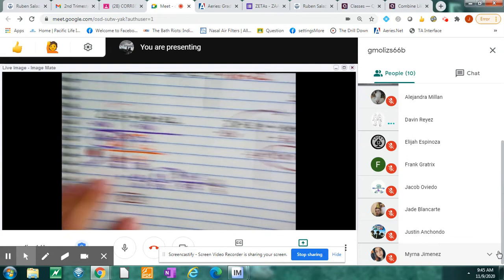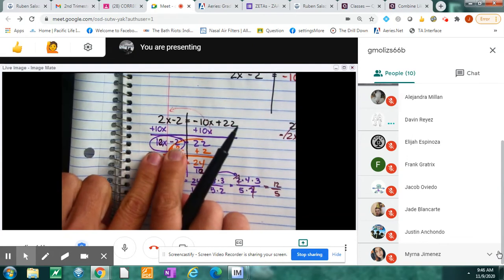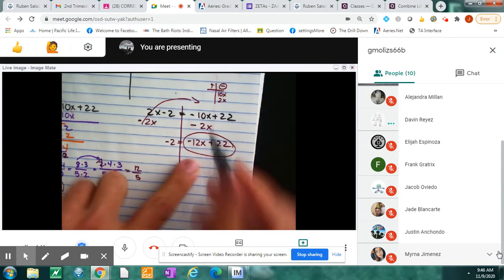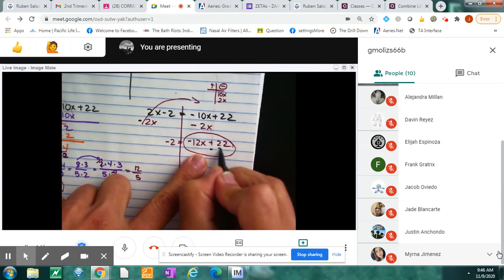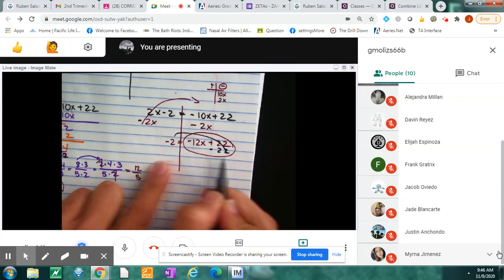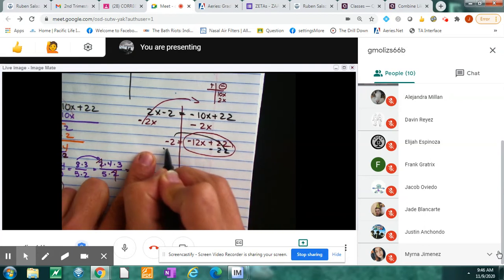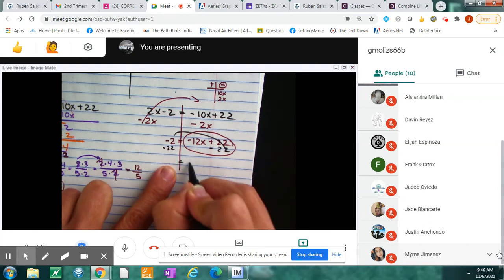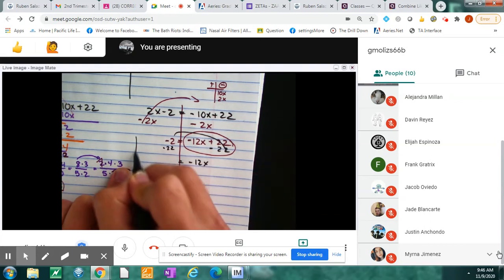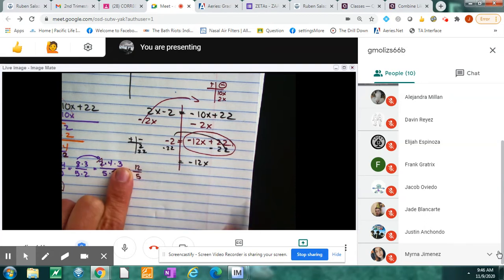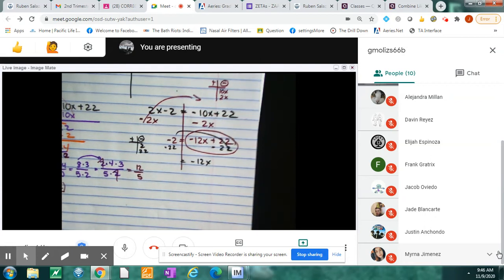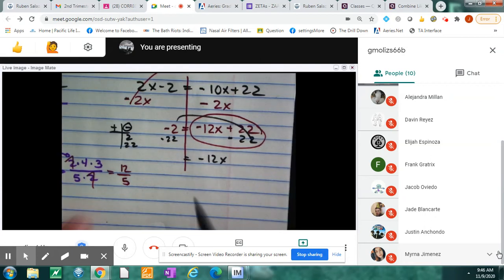Remember over here. See over here? 10x minus 2. I've got to get rid of the constant, the minus 2. So I'm going to get rid of it, but I've got to add a negative 22. See that? So then I get negative 12x equals negative 2, negative 22. So that's going to be negative what? Well, they're on the same side, so I'm going to have to add them, right? So negative 24.